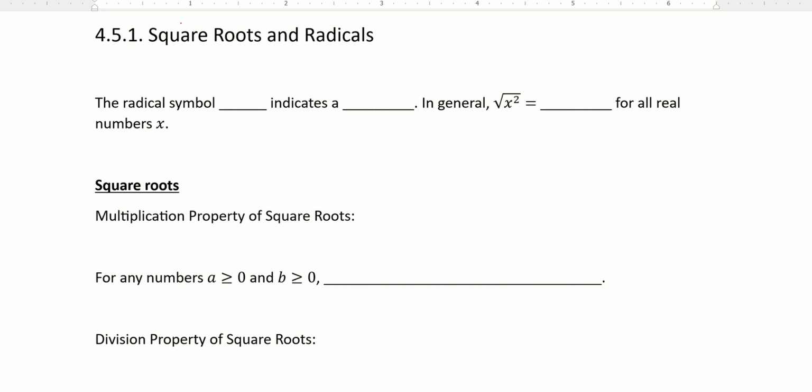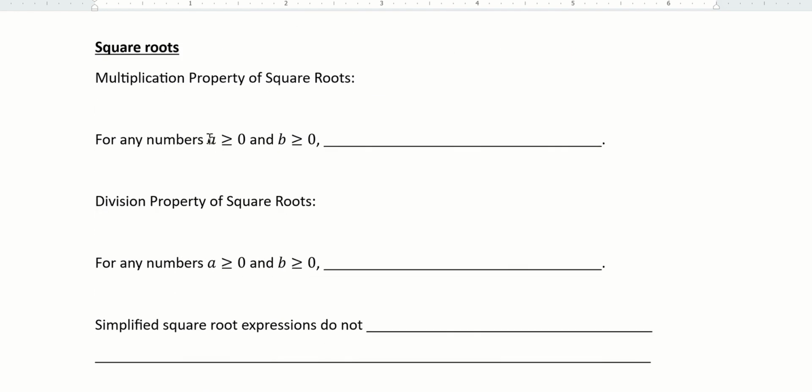Okay, so this is going to be a quick review on square roots and radicals. So the radical symbol looks like this, and it indicates a square root. And so in general, the square root of x squared is going to be equal to x for all real numbers.